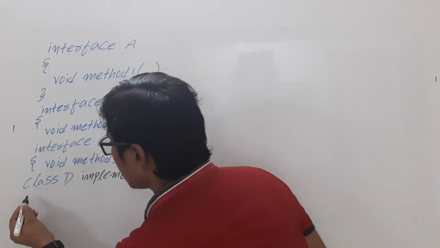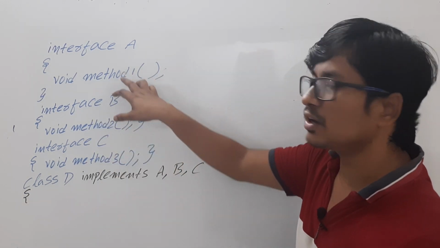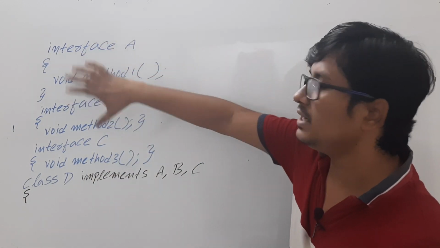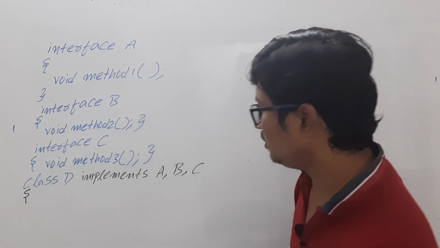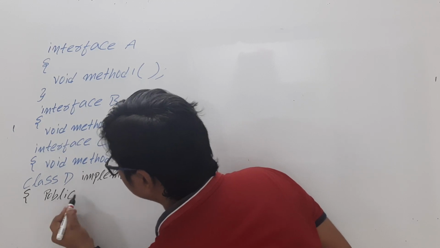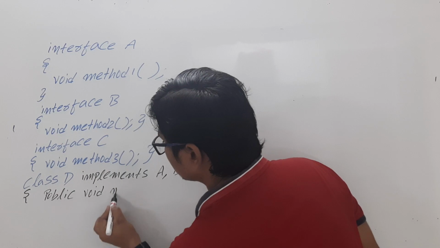Now in this class D, I need to have the implementation for all the abstract methods which are there in interface A, B and C. And the access specifier should be public. So first I will provide the implementation for method1. So public void method1.